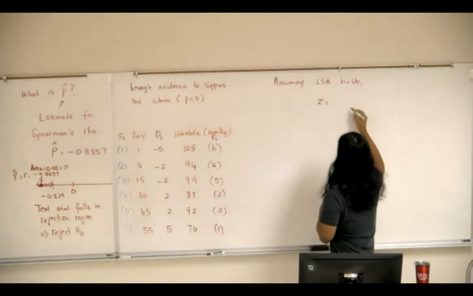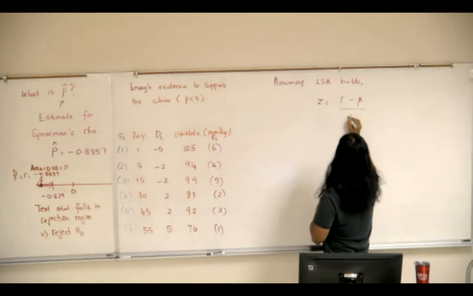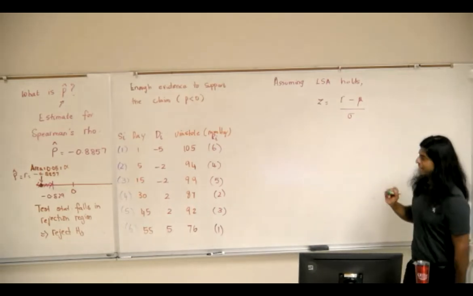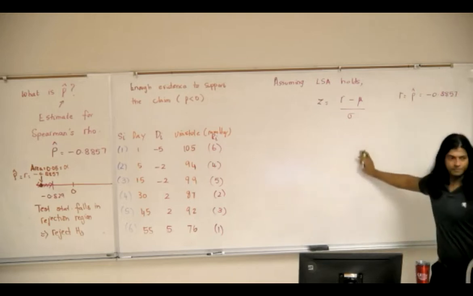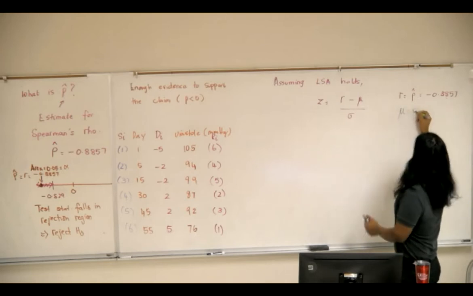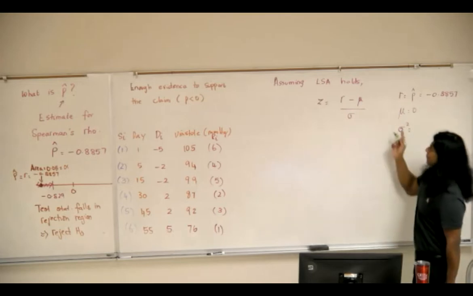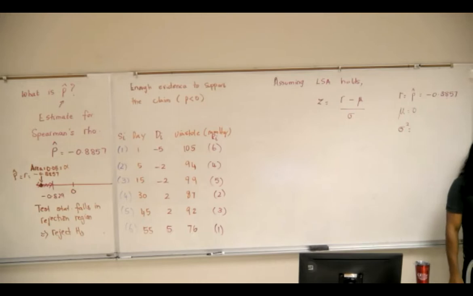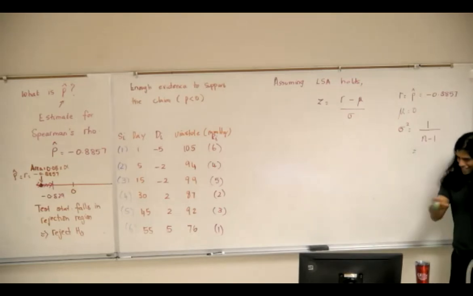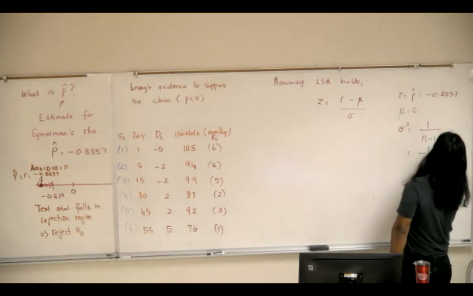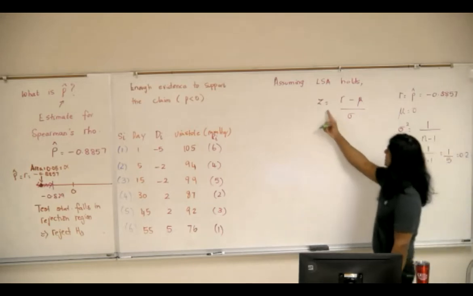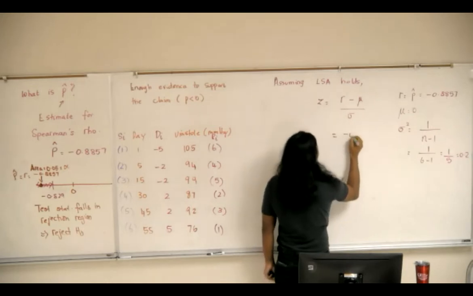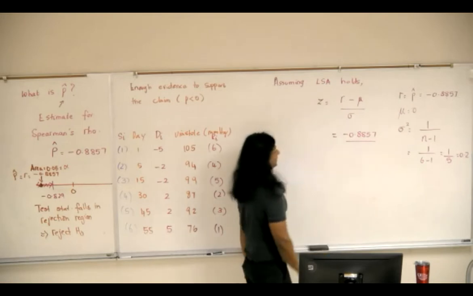So the standardized test statistic is simply R minus mu divided by sigma. R is simply the test statistic we found, -0.8857. What is mu? Zero, the center. The variance for the statistic is 1/(n-1). Why is that, Gunnar? Because the textbook says so. The derivation is quite involved. So we have 1/(6-1), which should be 0.2. So the standardized test statistic is simply R minus 0 over the square root of 0.2.